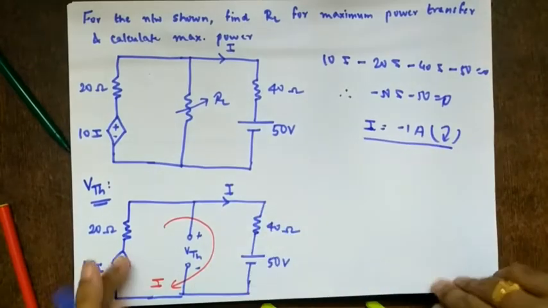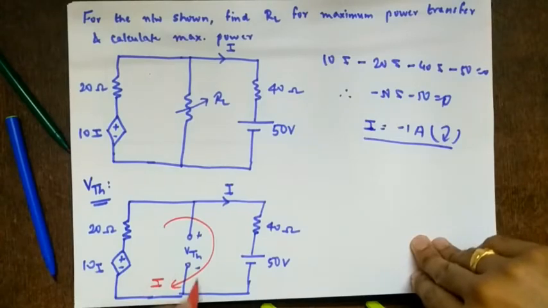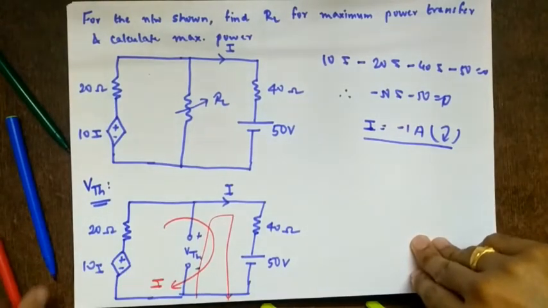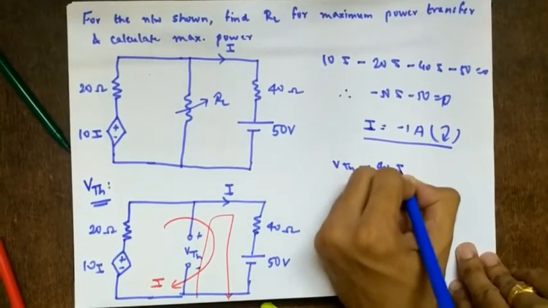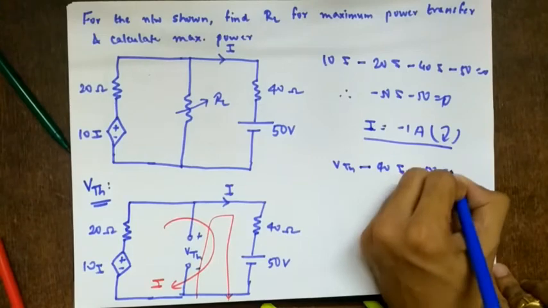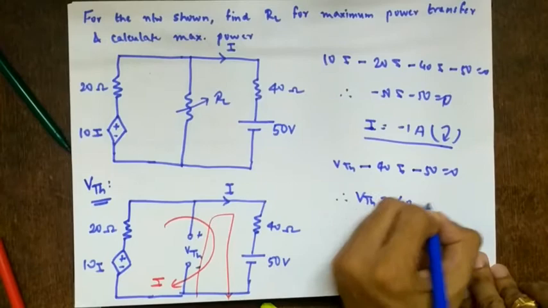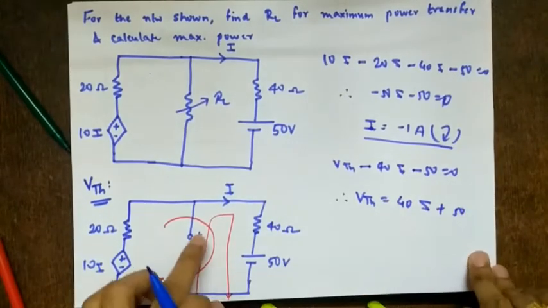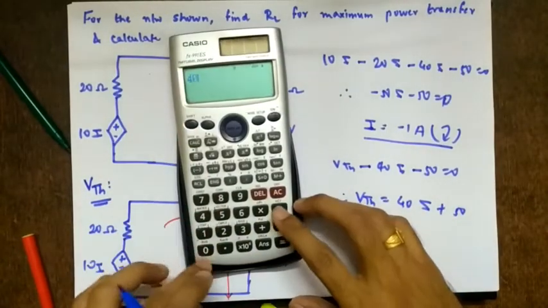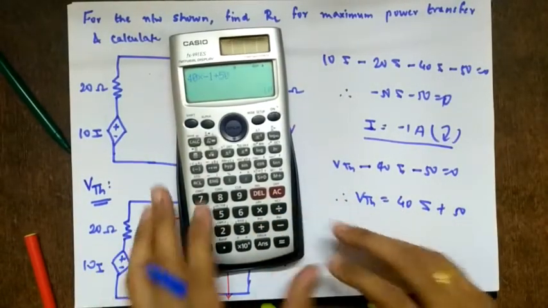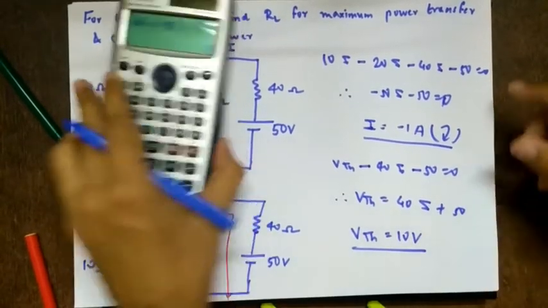Right? What do we have to find? VTH. So which path will we take? We'll take this path. If you want, you can take any path. So VTH minus 40I in the clockwise direction, remember, minus 50 equal to 0. So therefore VTH equals 40I plus 50. We have taken I in the clockwise direction like this, so I will be minus 1. So 40 into minus 1 plus 50. So VTH is 10 volts.